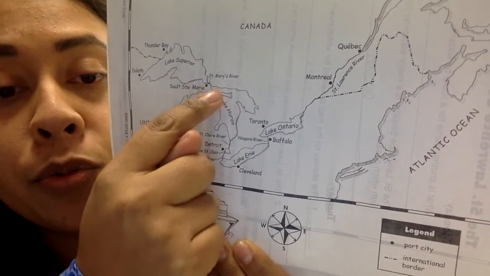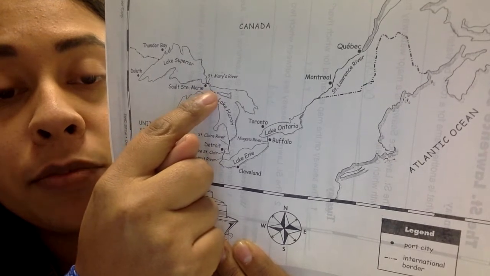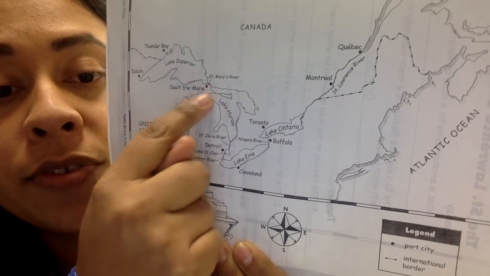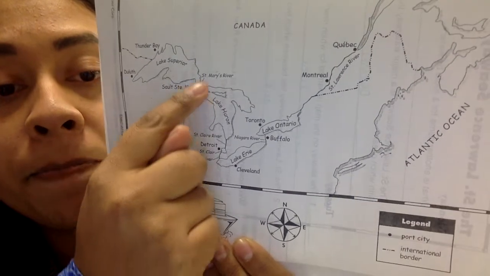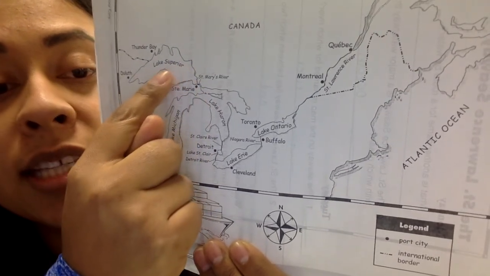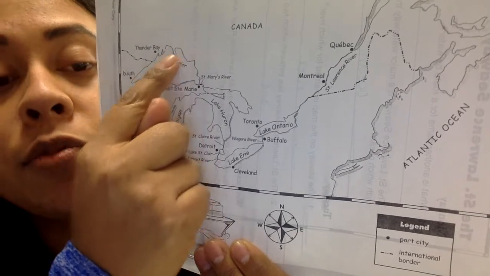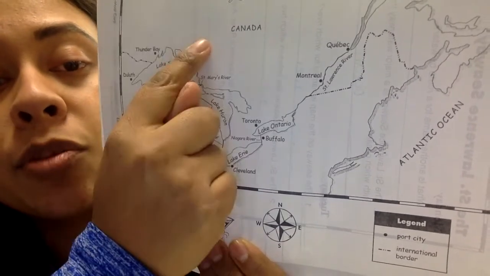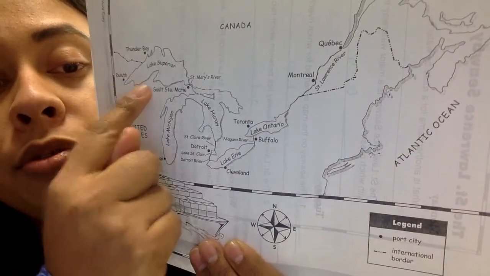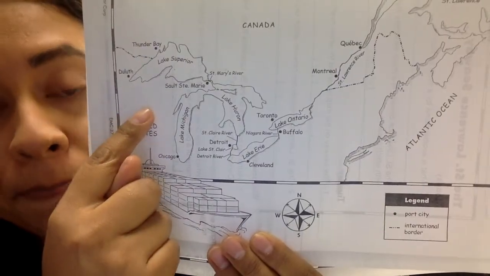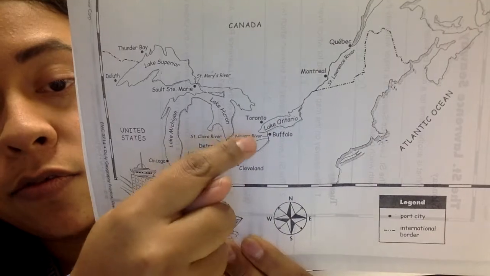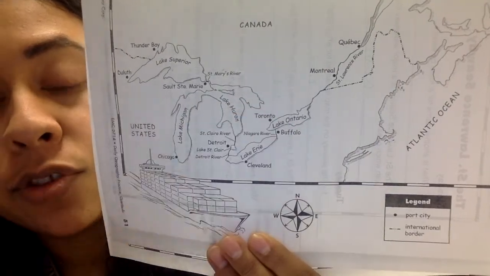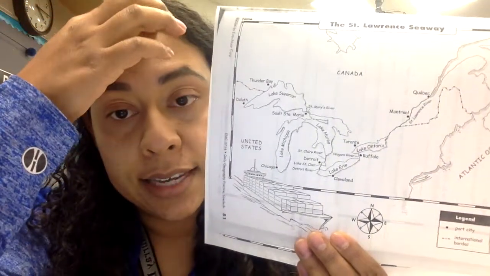Then if we go more north west, we have the St. Mary's River, which then we have the Sault Ste. Marie. Then those two connect to Lake Superior. And then here's some more cities. Thunder Bay, which is a part of Canada, and then Duluth, which is a part of the United States. So here's 1, 2, 3, 4, 5. Those are the 5 Great Lakes, okay?